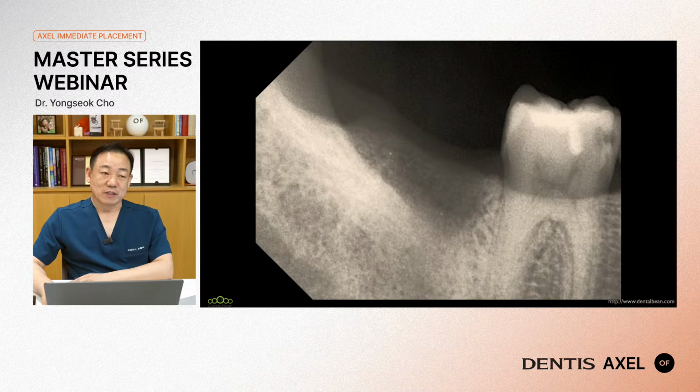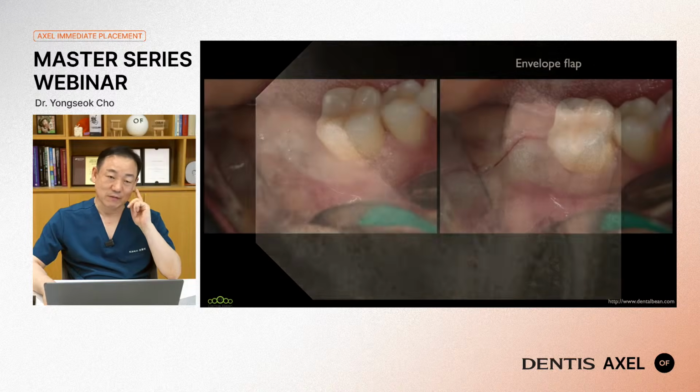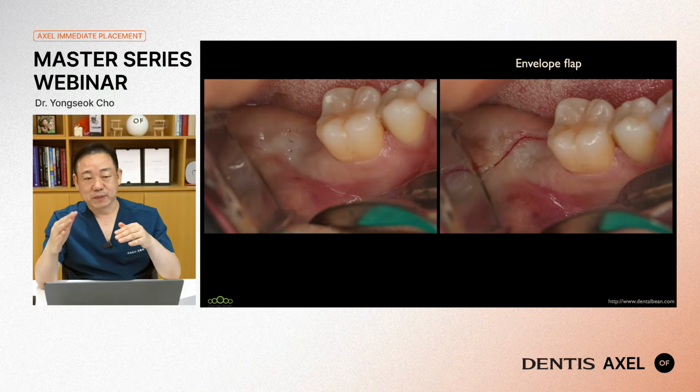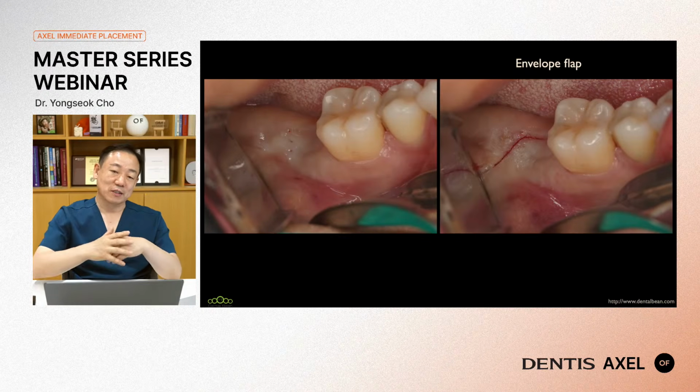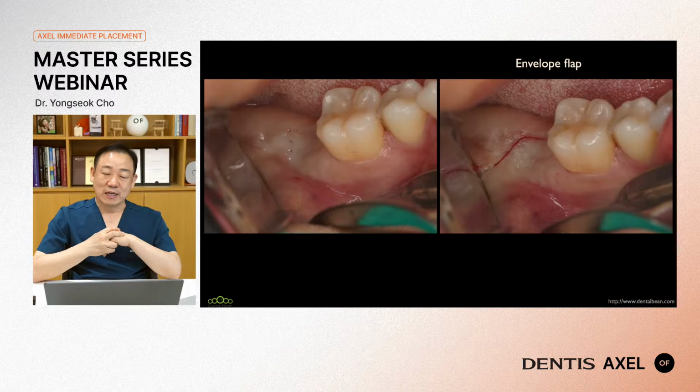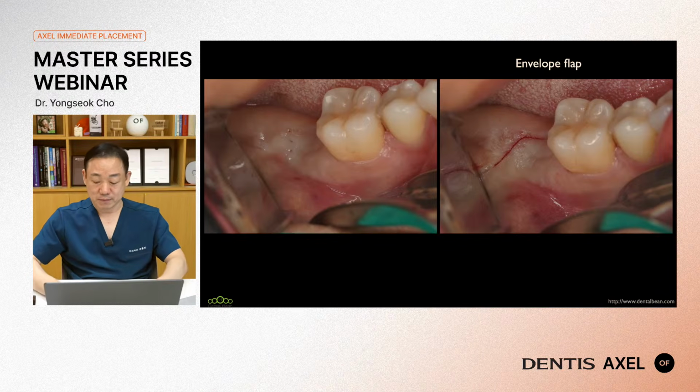In many cases I do flapless surgery. Maybe if I want, I can do flapless surgery in this case also. However, in this case, I found the buccal tissue height a little lowly positioned. So if I do flapless surgery, I cannot increase the buccal tissue height. So I decided to do flap surgery in this case, to make a better result. Although it's a little bit inconvenient, I decided to open a flap.